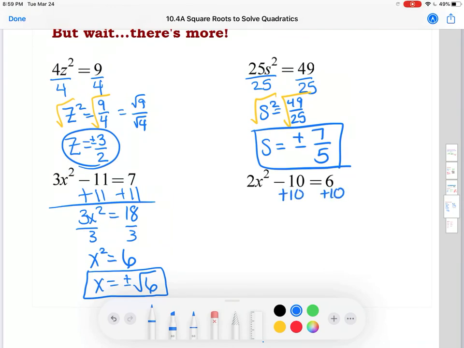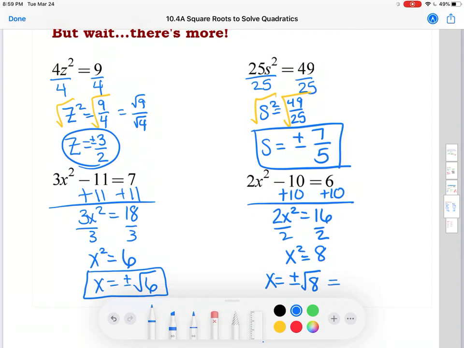And this last one on this page, add 10 to both sides. 2x squared is equal to 16. Divide by 2. x squared equals 8. Square root both sides, so we get plus or minus square root of 8. 8 itself isn't a perfect square, but if you remember when we simplified radicals, that was root 4, root 2. So this would actually simplify to 2 root 2 as a fully simplified answer. Again, you could do the decimal if you so choose.